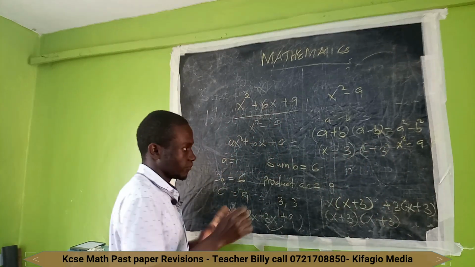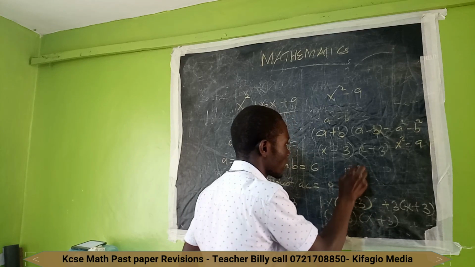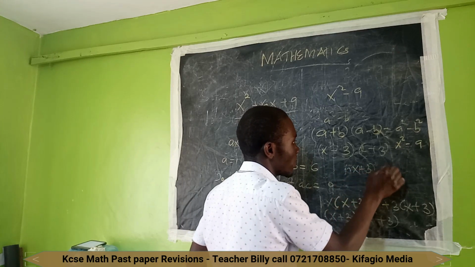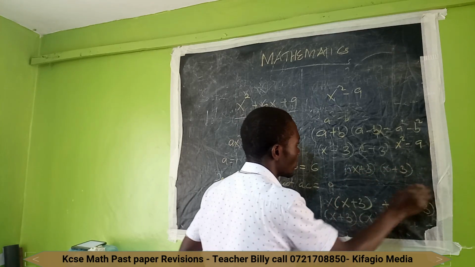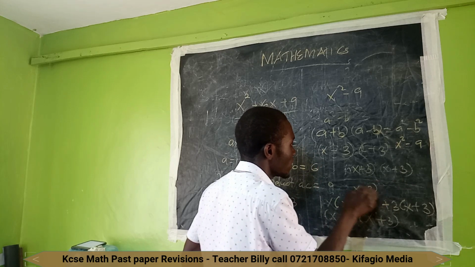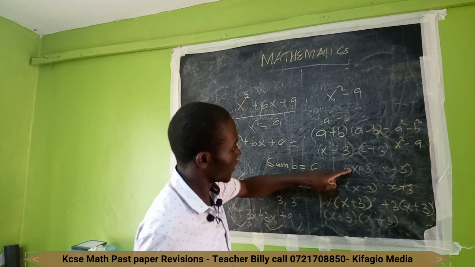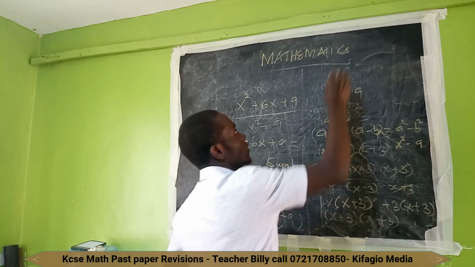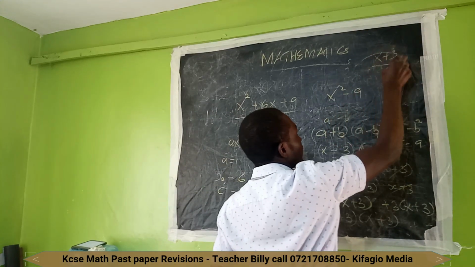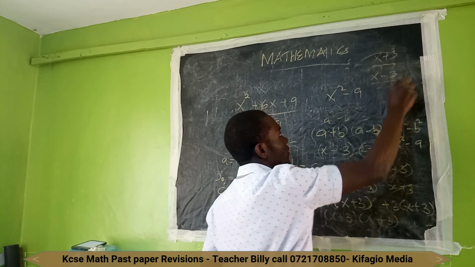So then divide. The numerator was (x plus 3) multiplied by (x plus 3), and the denominator is (x minus 3) multiplied by (x plus 3). So this and this will go. We have x plus 3 over x minus 3. As simple as that.